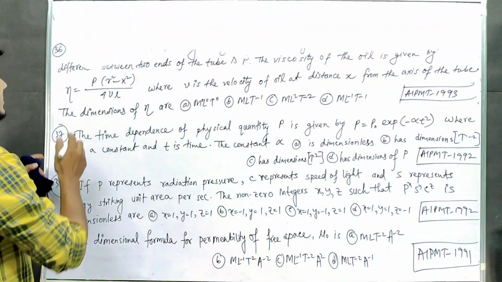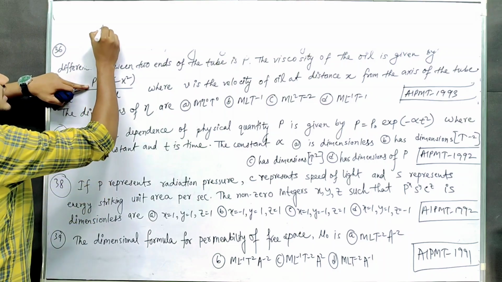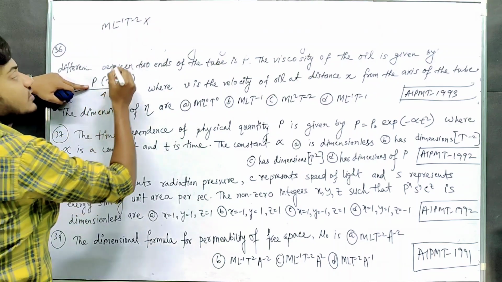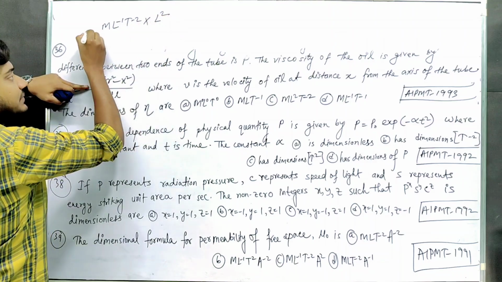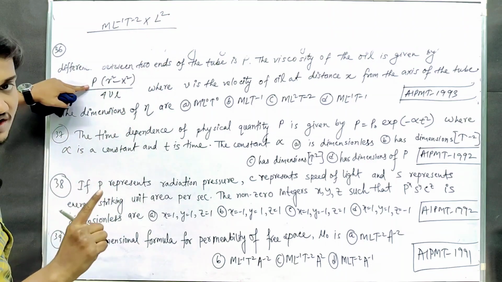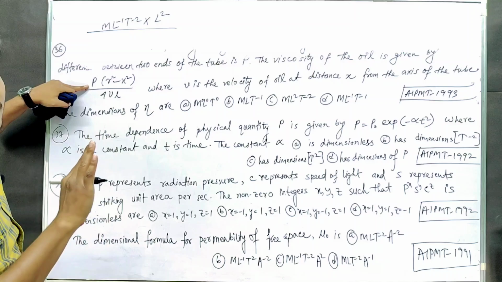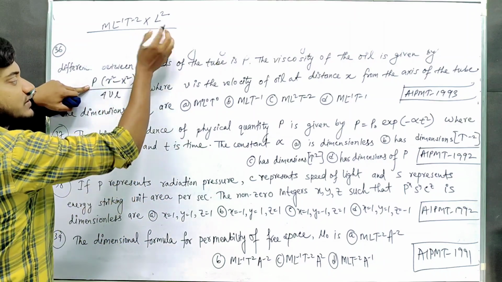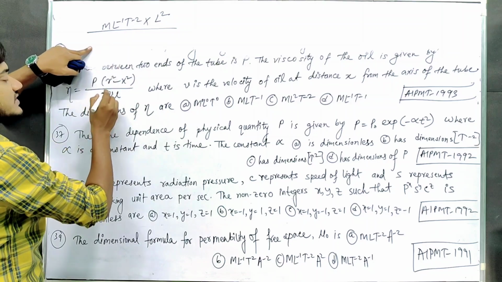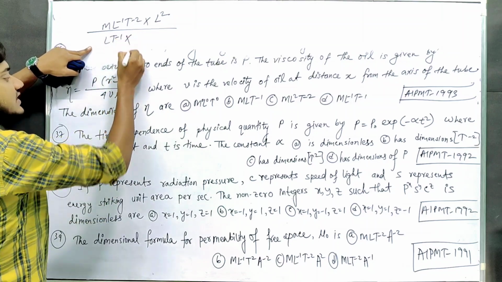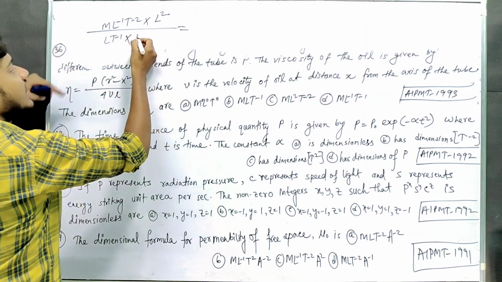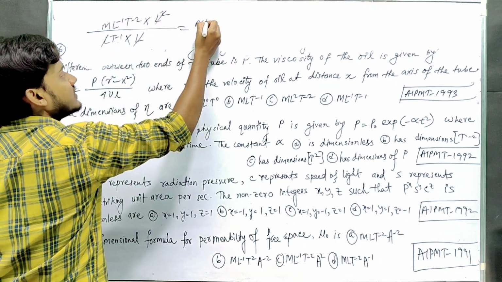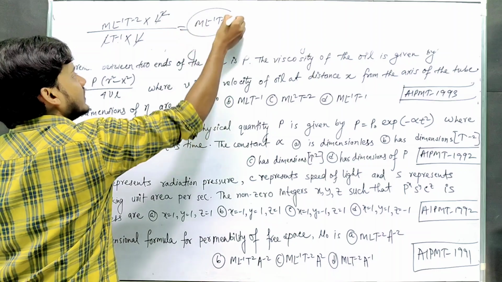Okay, next. So we know the dimension of P is M L inverse T inverse 2. Dimensions do not add or subtract, so R square minus x square just means the dimension L square. 4 is dimensionless. V is L T inverse, and length L, so the denominator is L square T inverse. So the answer is M L inverse T inverse.